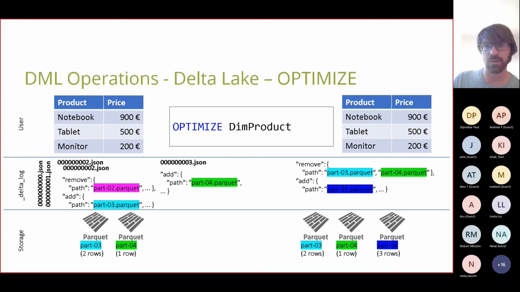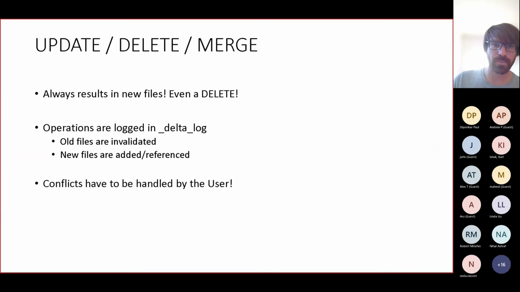So if you run this optimize from time to time, it basically tries to create files between 250 megabytes and 1 gigabyte, which is much better for reading and for later analysis of the actual data. And yeah, that's how Delta Lake works at a high level.